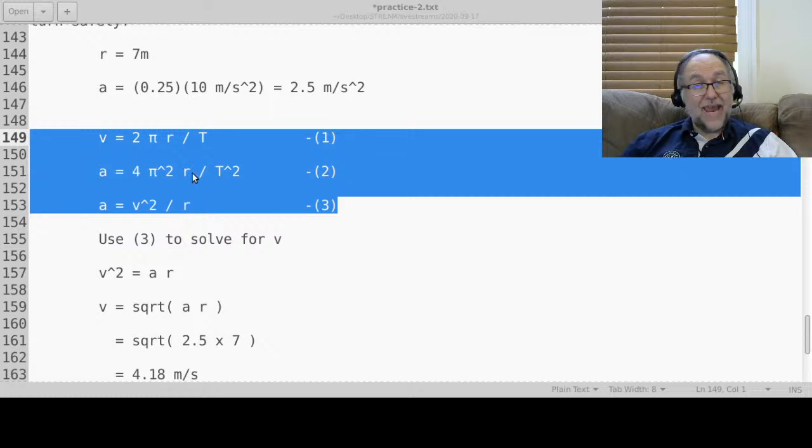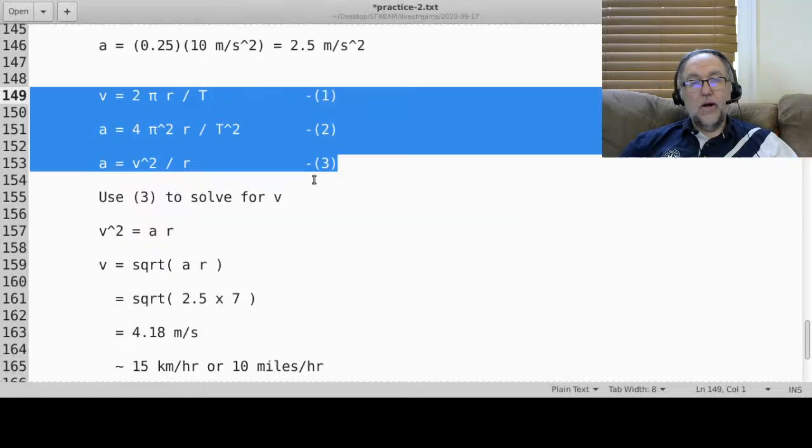Equation number 2 is the same as 1, but now it gives you acceleration rather than velocity. So the centripetal acceleration is a equals 4 pi squared r over T squared. Then finally, if you eliminate the period from 1 and 2, you get equation number 3, which is a equals v squared over r. Okay, that's obviously the one that you want.